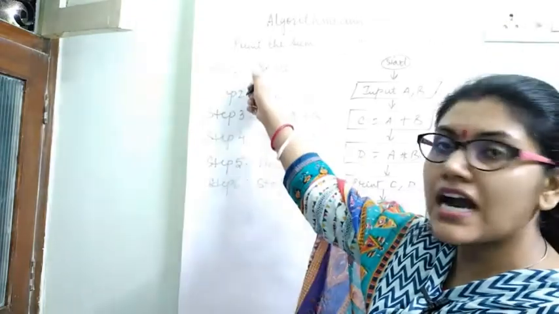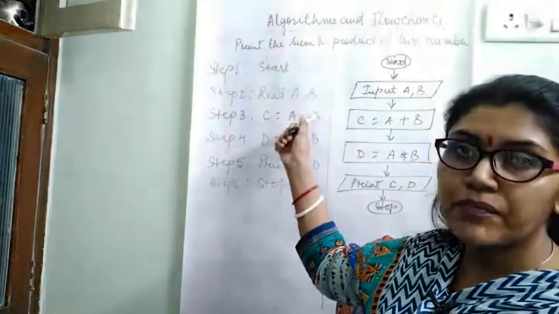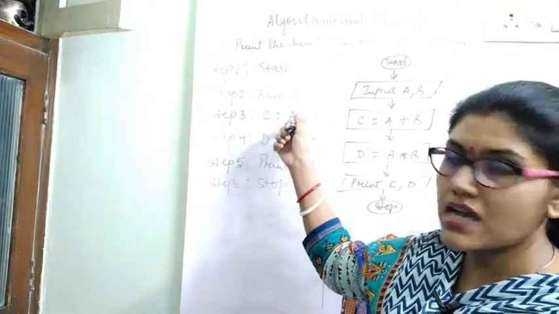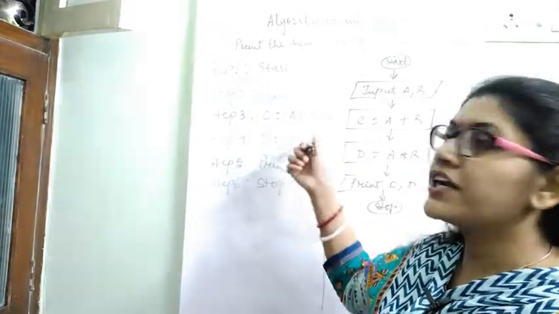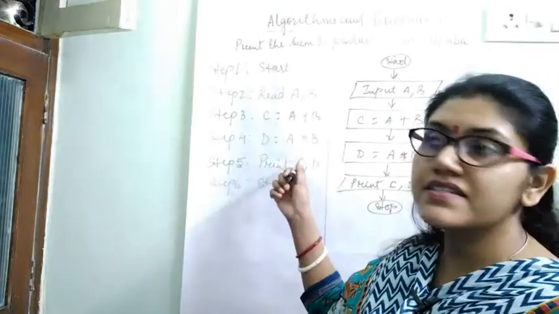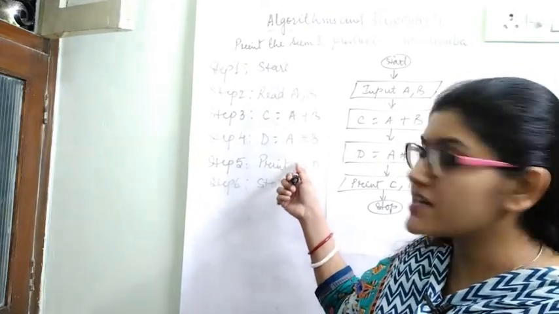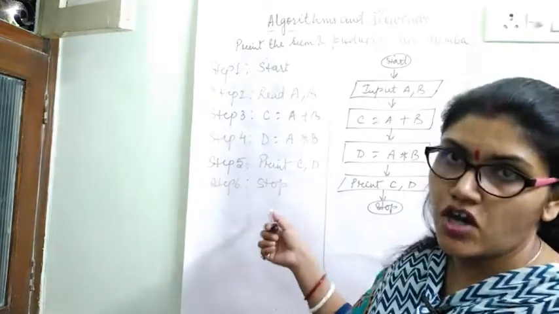Algorithm: step 1 start. Step 2 read A, B. Step 3 C is equal to A plus B. First we have to take out the sum. Then D is equal to A into B. Then we have to take out the product. Then step 5 print C and D. Both we have to print also because we have to take out the result. And then step 6 stop.